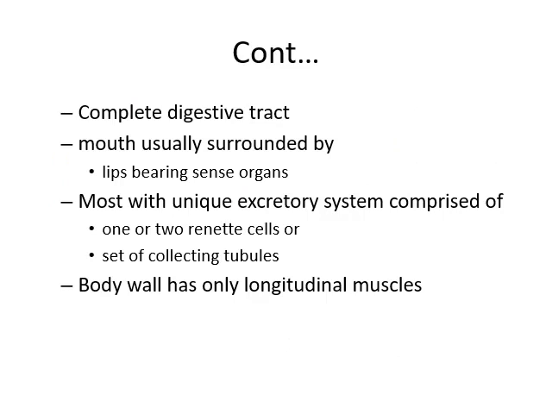Nematodes have a complete digestive tract, so there is a mouth and there is an anus. Mouth is usually surrounded by lips that bear sense organs. There are normally 3 lips in nematodes such as Ascaris, most with a unique excretory system comprised of 1 or 2 renette cells or a set of collecting tubules. Both play a role in removal of nitrogenous waste from the body, and the body wall has only longitudinal muscles, so there are no circular muscles. That's why they cannot crawl like an earthworm.